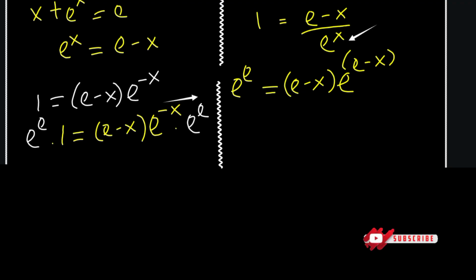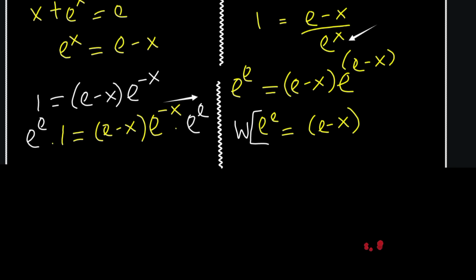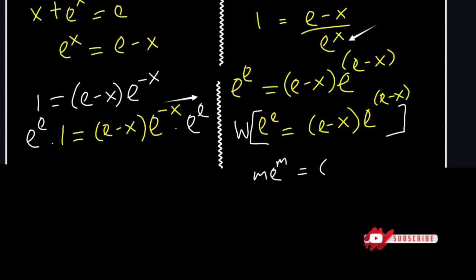Now looking at this, we can apply the Lambert W function. When we take the W function of this equation, don't forget that from the property of the W function, we are going to solve this very easily. W function tells us that when you have m e to the power of m equals a constant, which is a number, and when you take the W function of both sides, then m is going to be the value of the W function of that constant.